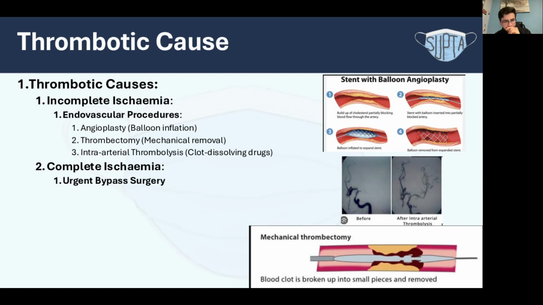So it blocks that. If it's complete ischemia, you do an urgent bypass surgery. Very simple. Bypass just means you put some sort of structure to connect before the blockage and after the blockage. You leave the blockage in its place. You make an artificial collateral circulation yourself, so it bypasses the blockage, carries on, and reperfuses the rest of the limb.